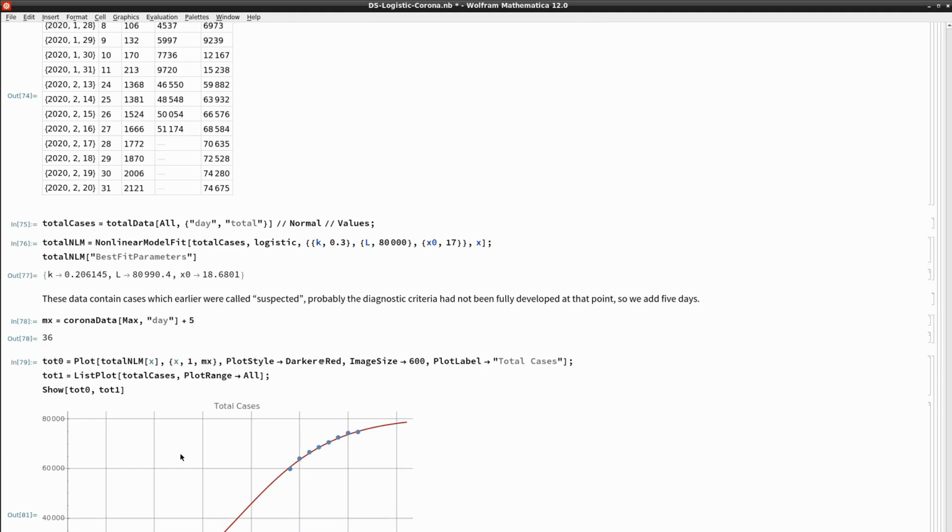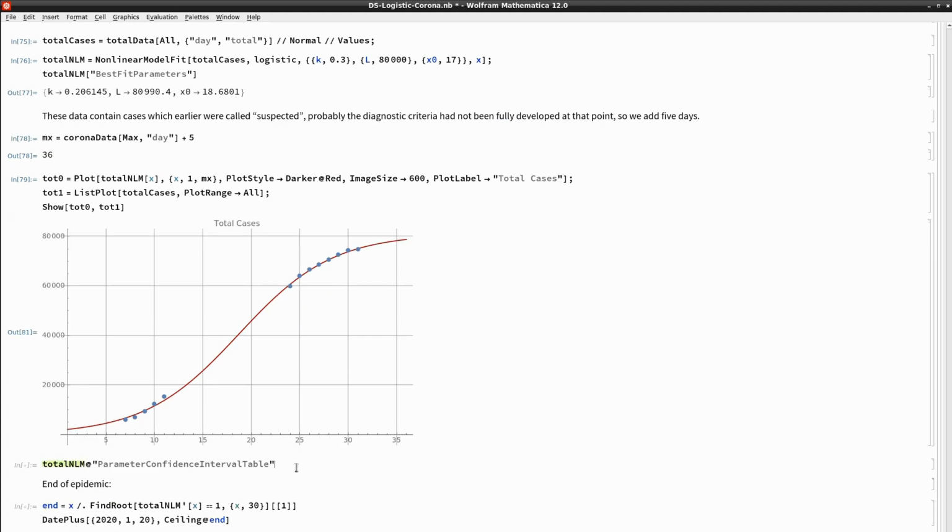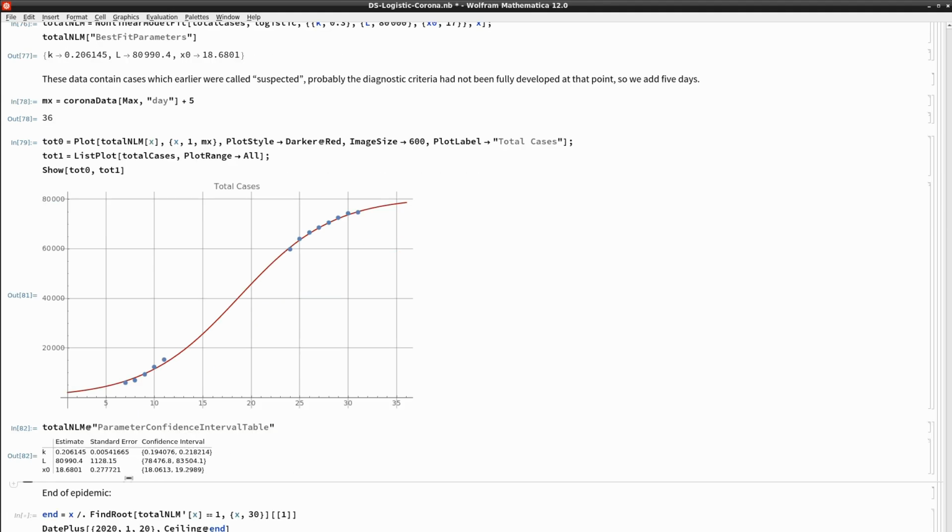And now let's plot what we have, and we see already visually that we have a very good fit. These are the total cases. There are spots in the middle because data is missing. Let's look at the confidence interval table, and we see that these bounds are really not too far apart. We are talking about a midpoint that is somewhere between day 18 and day 19.3, and we have K between 0.19 and 0.21 on a 95% level.